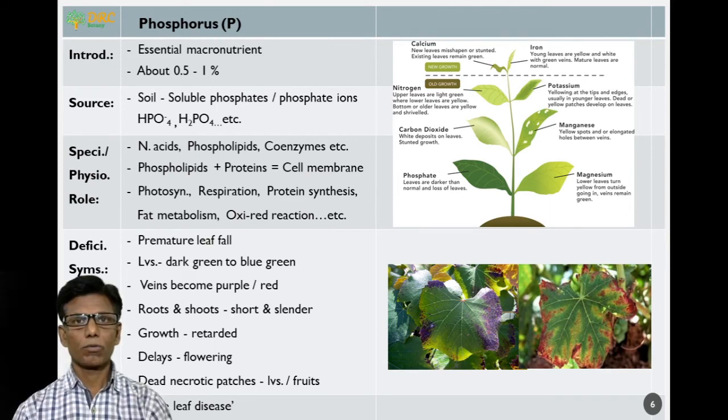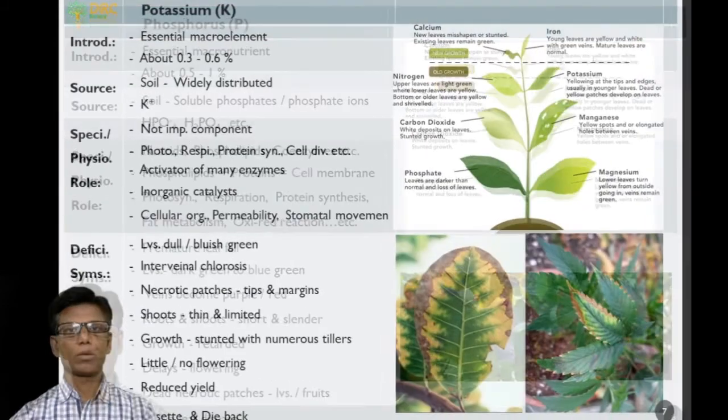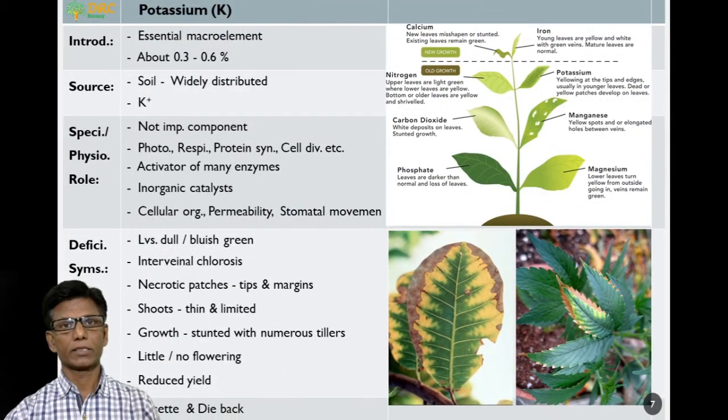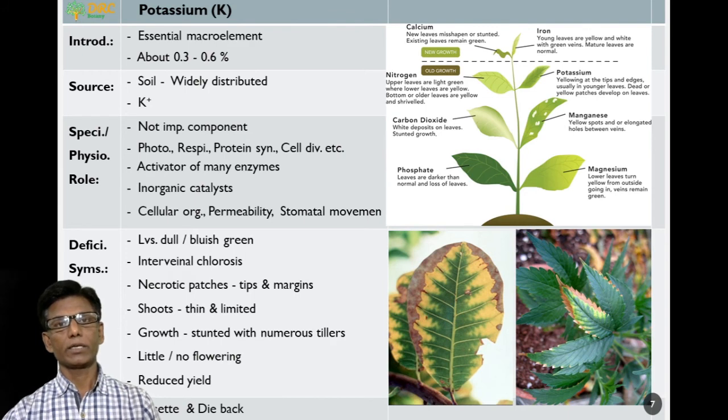This is the account of phosphorus. Now we will see the next element, potassium. Potassium is another essential macroelement or macronutrient. In the plants, the amount of potassium is about 0.3 to 0.6% only. The source of potassium is also soil, means this element is also absorbed from the soil solution.